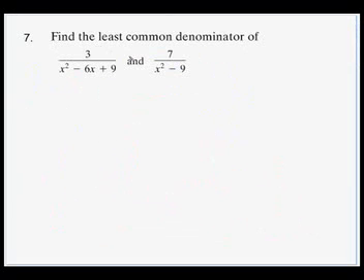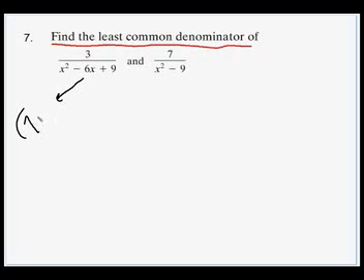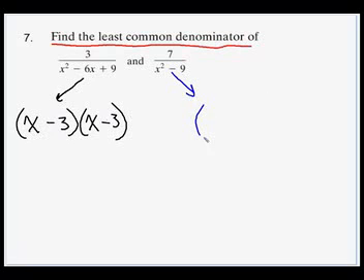Here we're not asked to add or subtract. We just want to find the least common denominator. Remember, we had some steps in the book. We are going to first factor this as far as we can. And if we factor that, we're going to get an x minus 3 times quantity x minus 3. And if I factor this denominator, it's a sum and a difference, an x plus 3 and x minus 3.